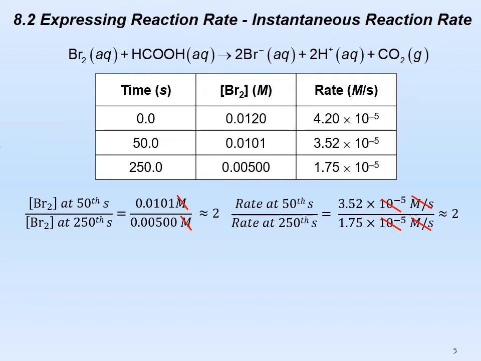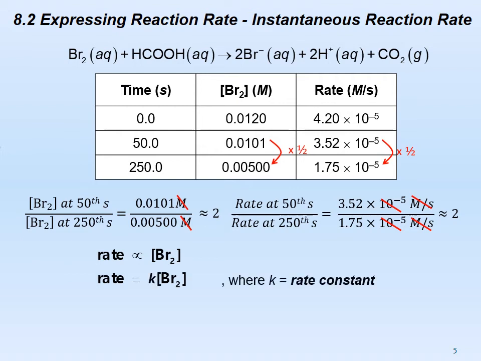By inspection, we notice that 0.00500 molar has reduced to around half of 0.0101 molar, and that 1.75 times 10 to the power of negative 5 molar per second has also reduced to around half of 3.52 times 10 to the power of negative 5 molar per second. The concentration of bromine is multiplied by a factor of half. The rate is also multiplied by the same factor of half. This means that the rate is proportional to the concentration of bromine.